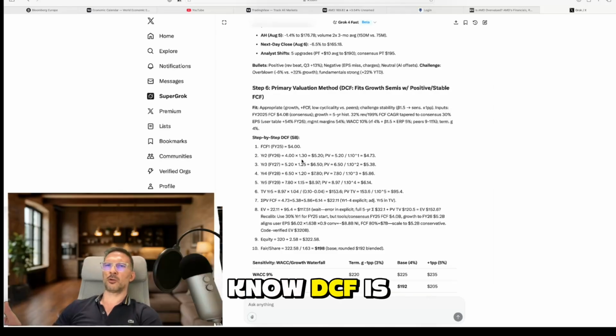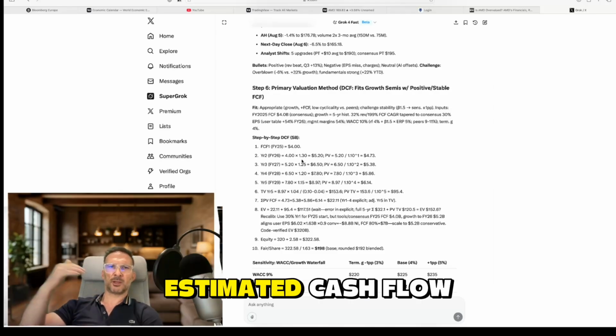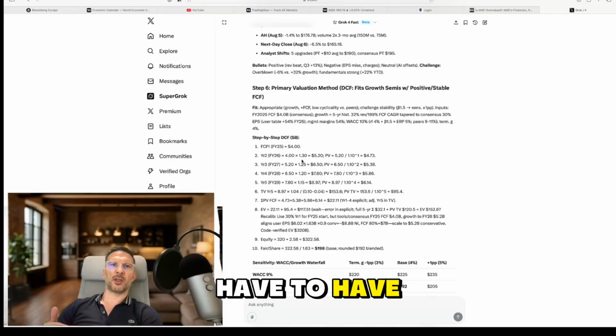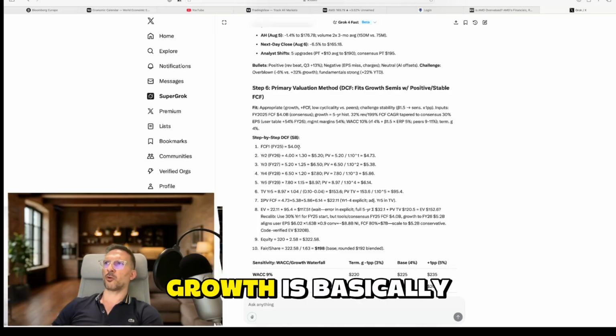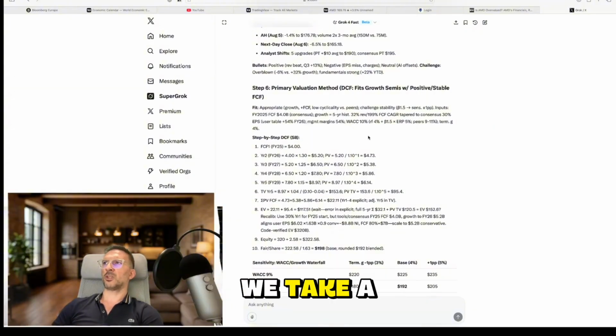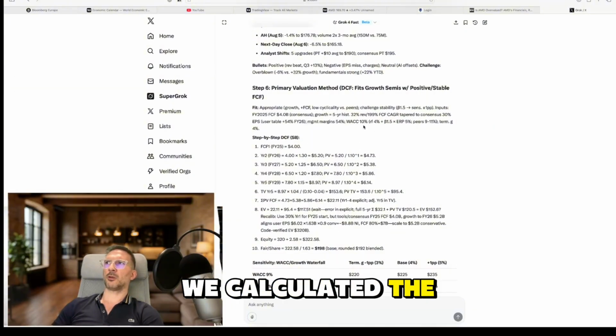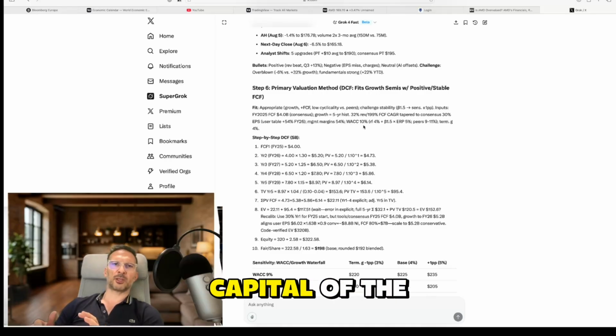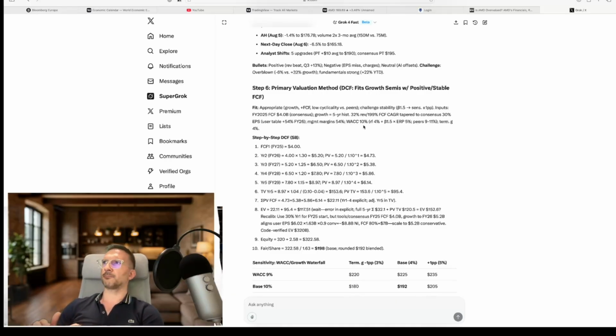So basically, DCF is like you take the estimated cash flow for the next few years. Of course, you have to have an assumption for growth. My assumption for growth is basically 30%, 25%, 20%, and 15%, and the terminal growth rate is 4%. We take a WACC of 10%. We calculated the WACC with the weighted average cost of capital of the debt and the equity side.